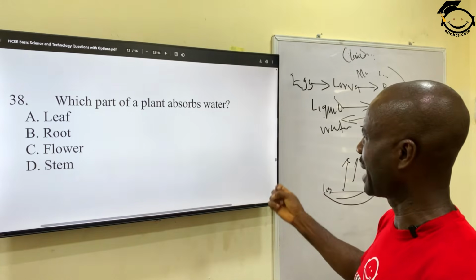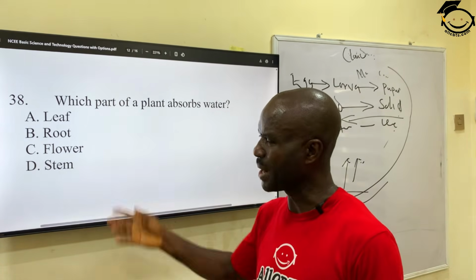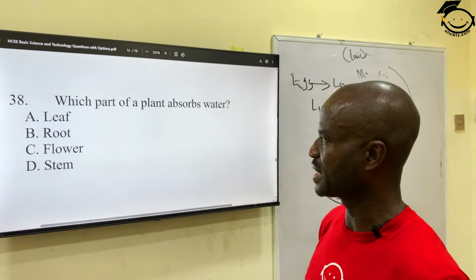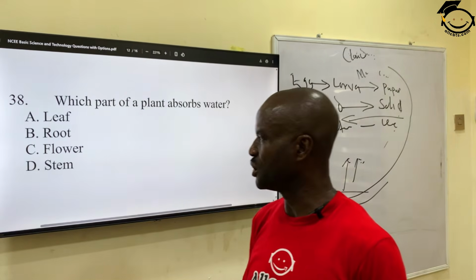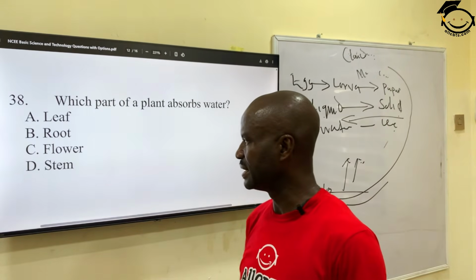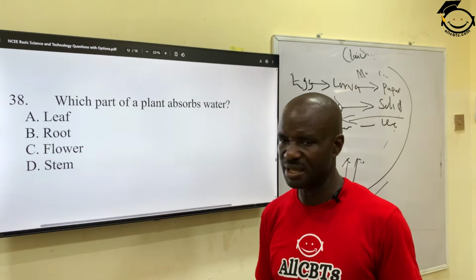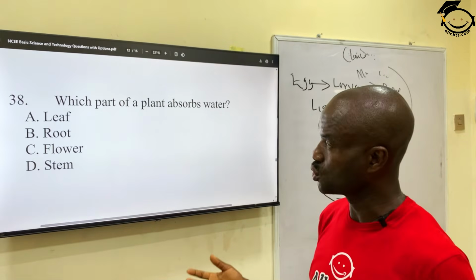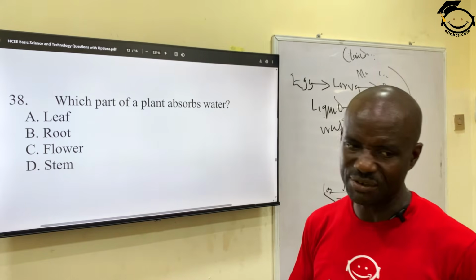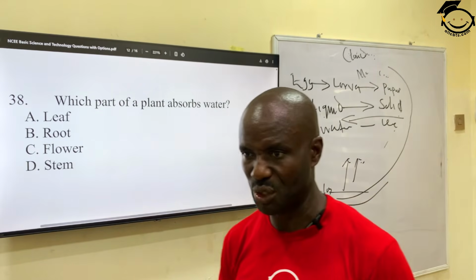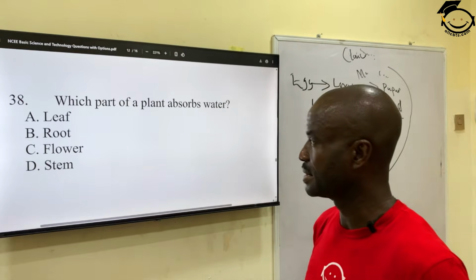Which part of the plant absorbs water? The part of the plant responsible for absorption of water is the leaf, no? The roots, the flower, the stem. The correct answer is B. The B option is the roots. The root part of the plant is responsible for absorbing water from the soil to the body parts.